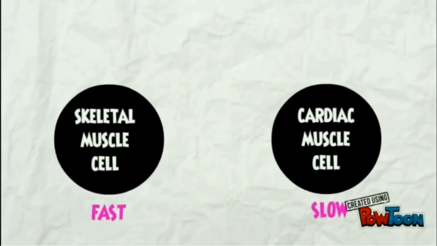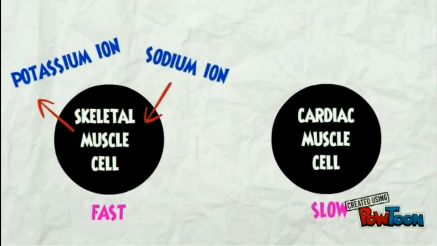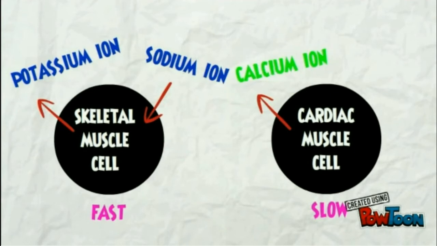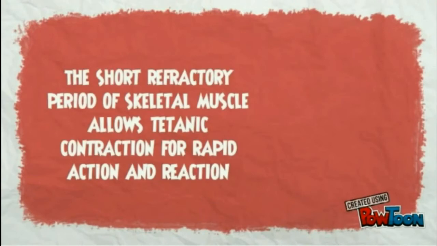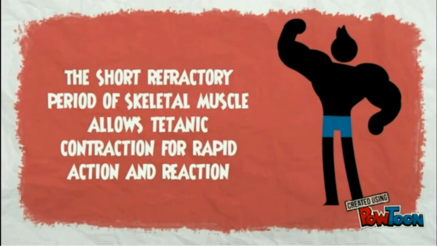In skeletal muscle, fast sodium channels contribute to a short refractory period. On the other hand, in cardiac muscle, slow calcium channels produce a long refractory period. The short refractory period of skeletal muscle allows tetanic contraction, or rapid repeated contraction.